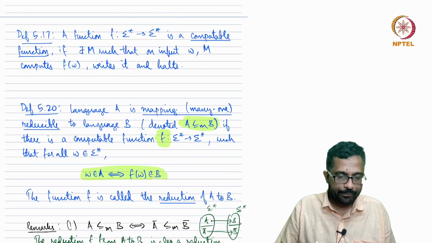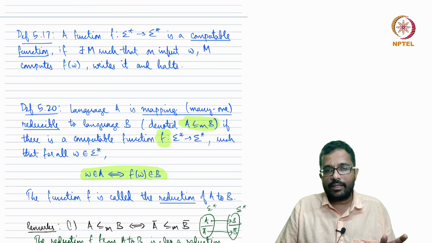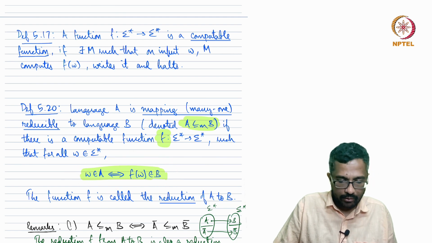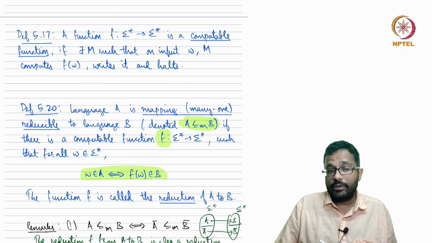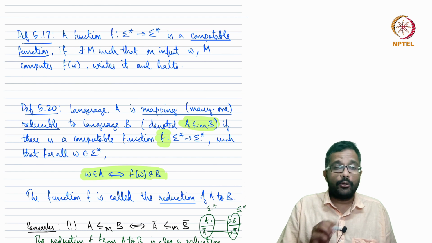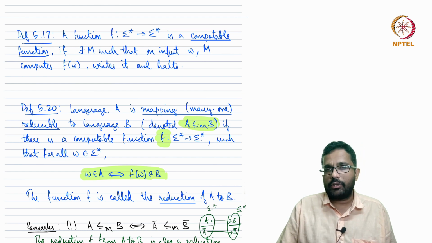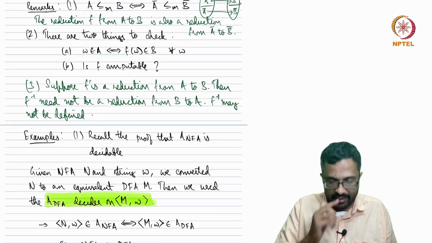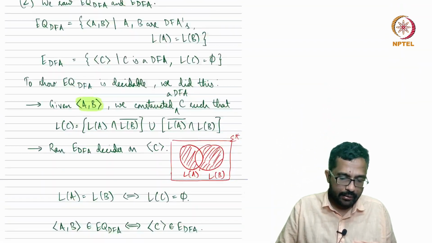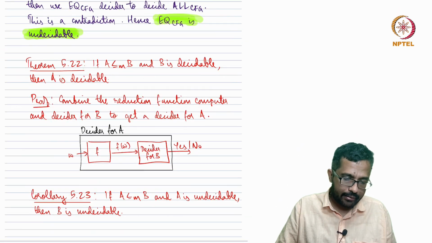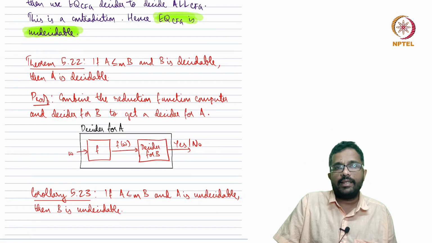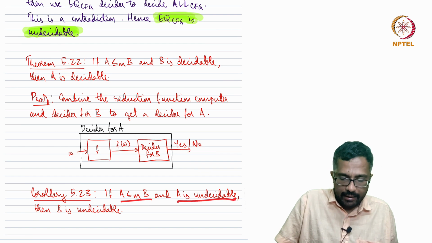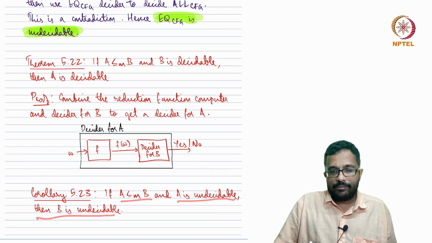Two things to check. One is that the function is computable. Two is this correspondence: if w is in A, then f of w is in B, and if w is not in A, then f of w is not in B. And if A reduces to B and B is decidable, this implies A is decidable. If A reduces to B and A is undecidable, this implies B is undecidable.